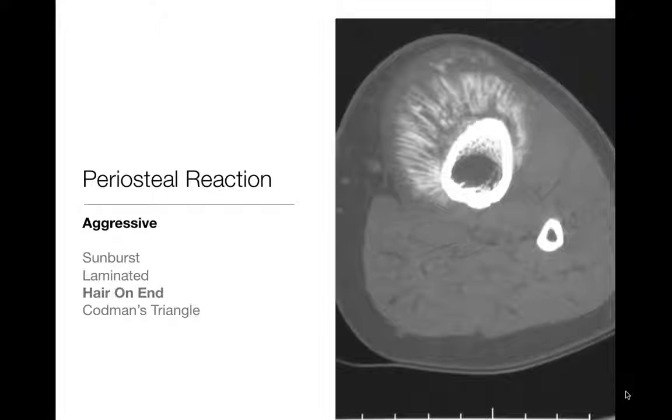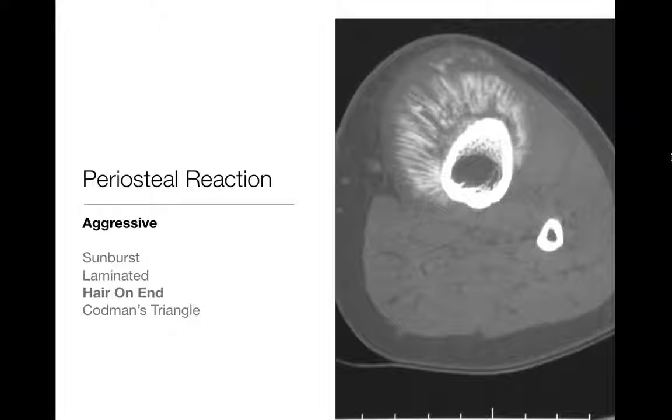Hair on end. I think hair on end and sunburst periosteal reaction really kind of look alike. Hair on end, most people describe as just sticking straight up and not really curving or radiating as much. I think that's a fine point. It doesn't really matter too much.